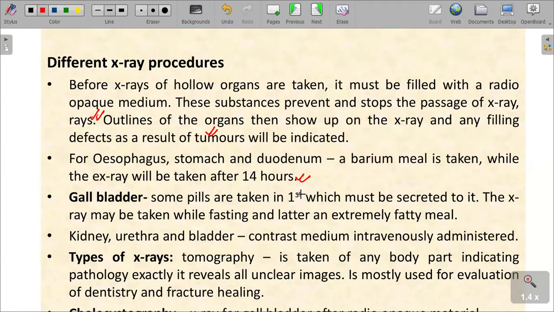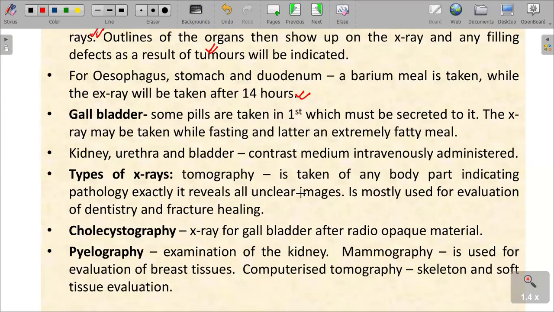Again, for the gallbladder, some pills are taken first, which must be secreted to it, and then the X-ray may be taken while fasting, and later a person can eat a very fatty meal.